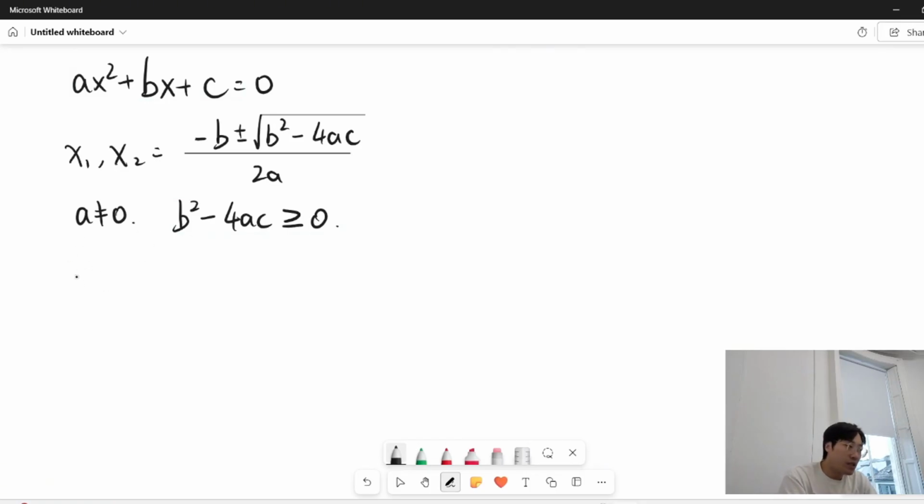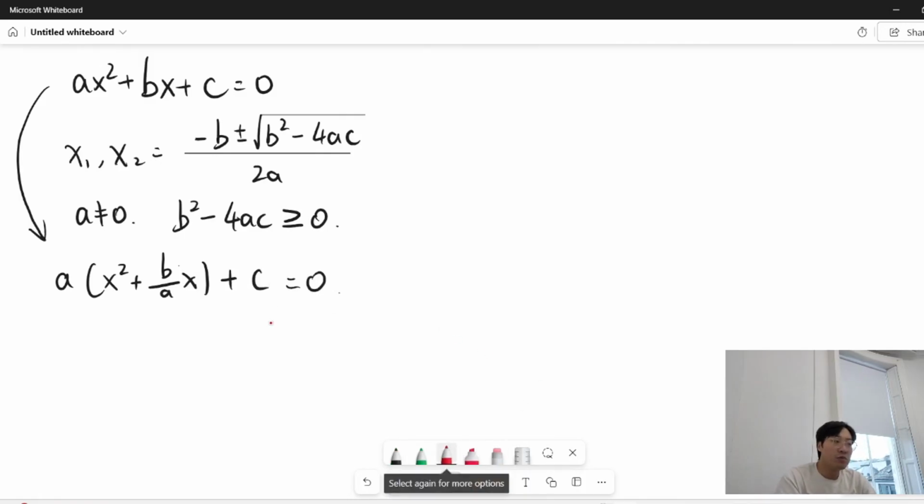So actually, the procedure of doing this is to complete a perfect square based on that equation. From this equation here, if we take a out of the bracket, then we will have this as the first part of our formula. And what we are trying to do here is to make this a perfect square.